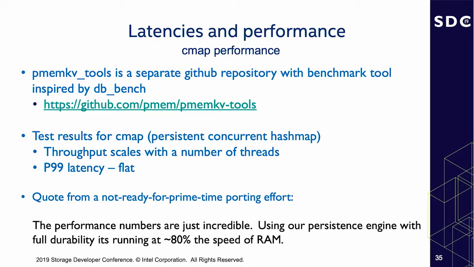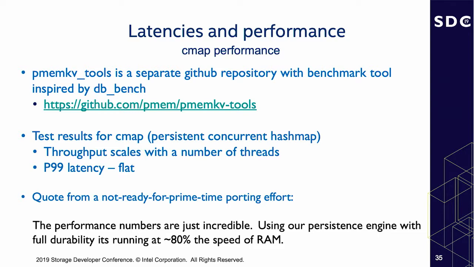Really impressive. So a couple days before I came here, one of the authors of a popular open source key value store that is volatile got access to one of our machines, and we gave him pmemkv, and he's using it inside of his key value store to make it persistent. We're going to write a blog or something together. I didn't quite have permission to use his name yet, so I just put the text here from the email because I thought it was so great. He said the performance numbers are incredible. Using our persistence engine with full durability, it's running at 80% the speed of DRAM, right?